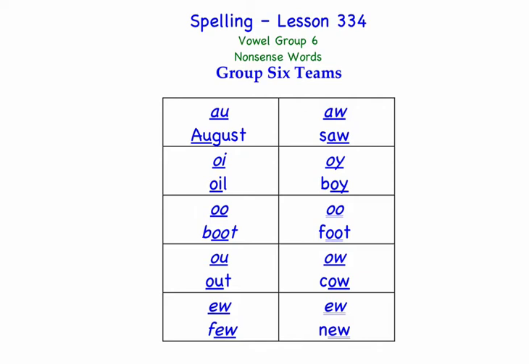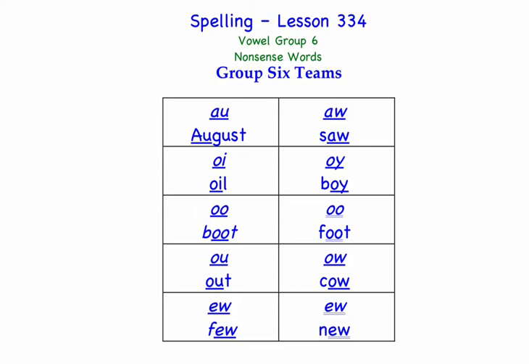Vowel group 6 says that two vowels join together, form a team, and the first vowel does not say its name. Vowel group 4 says we have two vowels that join together and form a team, and the first vowel does represent its long sound. But vowel group 6, the opposite is true. Two vowels join together, the first vowel does not represent its long sound.